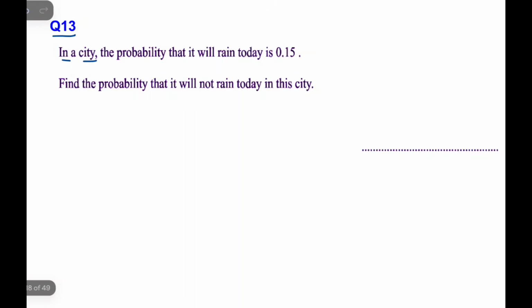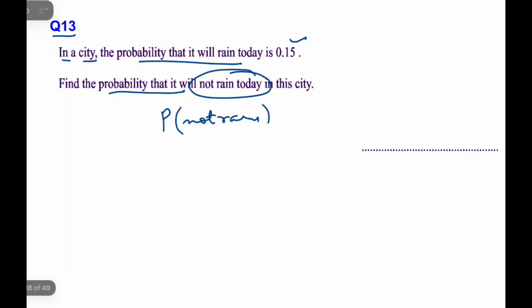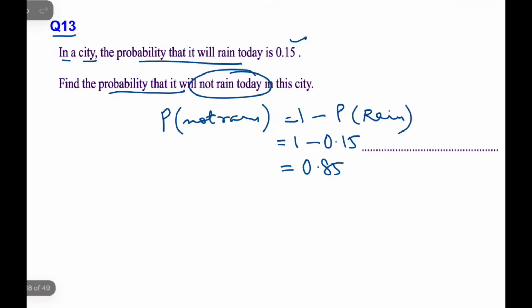Question number 13, in a city the probability that it will rain today is 0.15. We have to find the probability that it will not rain today. Now we know that the probabilities must add to 1. So the probability that there will be no rain today will be 1 minus the probability it will rain today. So it will be 1 minus 0.15. So it will be 0.85. So 0.85 will be our answer.